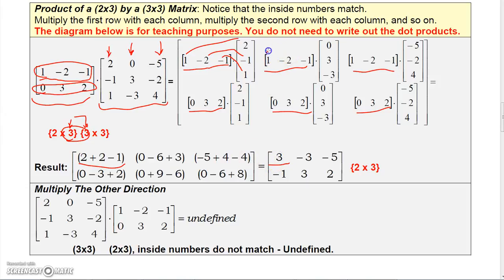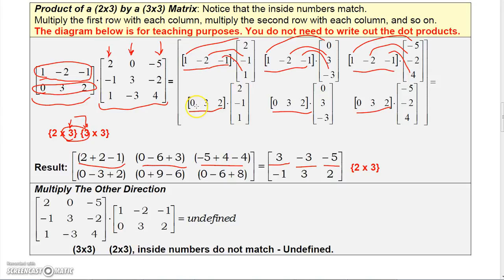And then multiply this row by this column: 1 times 0, plus negative 2 times 3, plus negative 1 times negative 3, and I get 0 minus 6 plus 3, which is negative 3. And then take this row times this column, I get 1 times negative 5, plus negative 2 times negative 2, plus negative 1 times 4, and that gives me negative 5 plus 4 minus 4, which is negative 5.